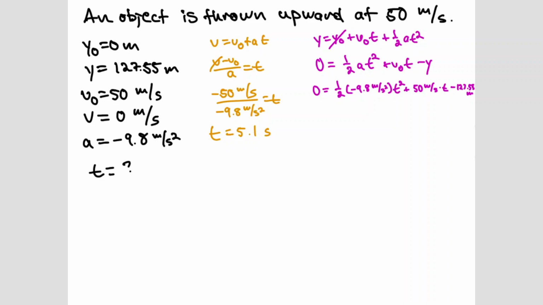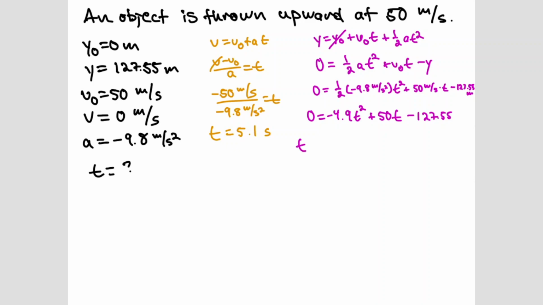Let's see. So that's just negative 4.9 t squared. I'm going to drop all my units in here just because it takes up so much space. In reality, you shouldn't drop all of your units, but it's just what I'm going to do here. Because, like I said, it's saving space. Now it's quadratic formula time.